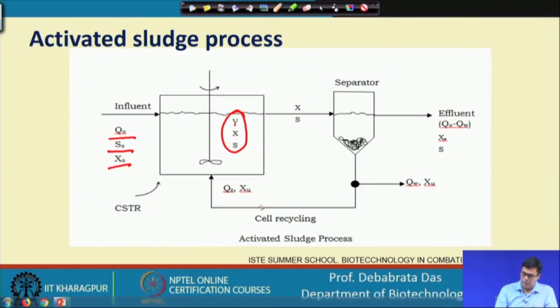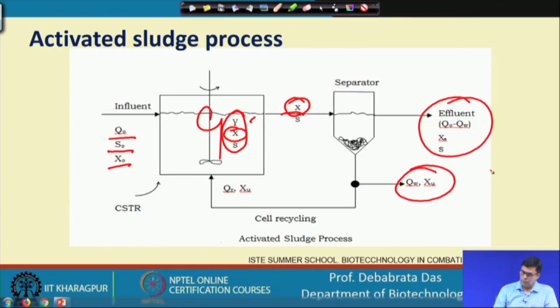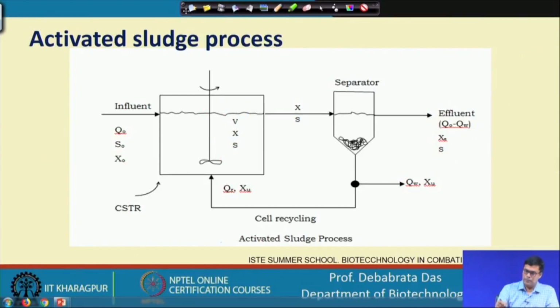S is the substrate concentration, and the main drawback of the CSTR, the continuous stirred tank reactor, is that your cells will go out of the system. If the amount of cells going out of the system is not produced in the reactor at the same rate, then you will find the cell mass concentration will decline. So, to avoid that, a part of the cells we recycle back, so that your cell mass concentration remains uniform, and your rate of reaction inside the reactor remains constant. And this is how the effluent is coming. This is how the sludge bleeding takes place.